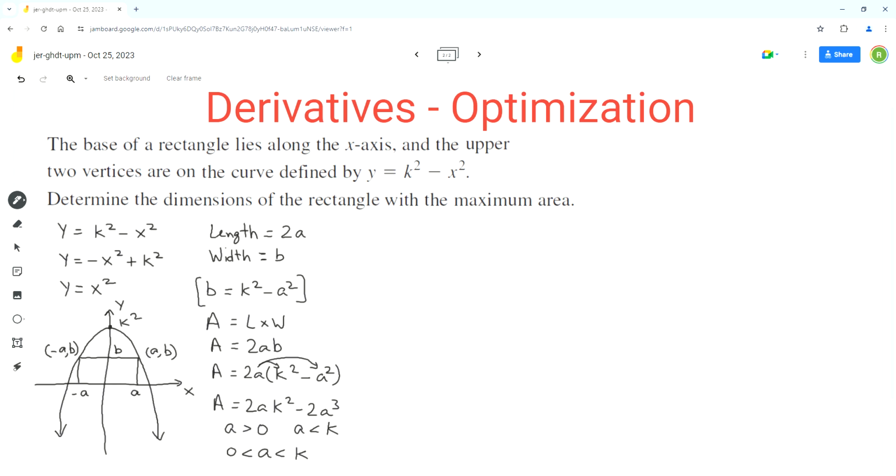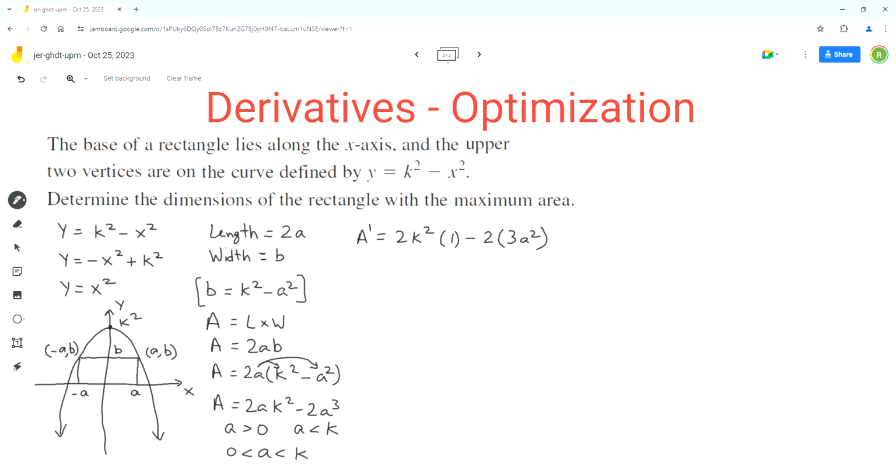Now we can find the derivative of the area function. In the first term, 2k square is a constant and it's the coefficient of the term, so it will stay as it is, and the derivative of a is 1. Minus 2 is the coefficient of the term, so it will stay as it is, and the derivative of a cube as per the power rule is 3a squared.